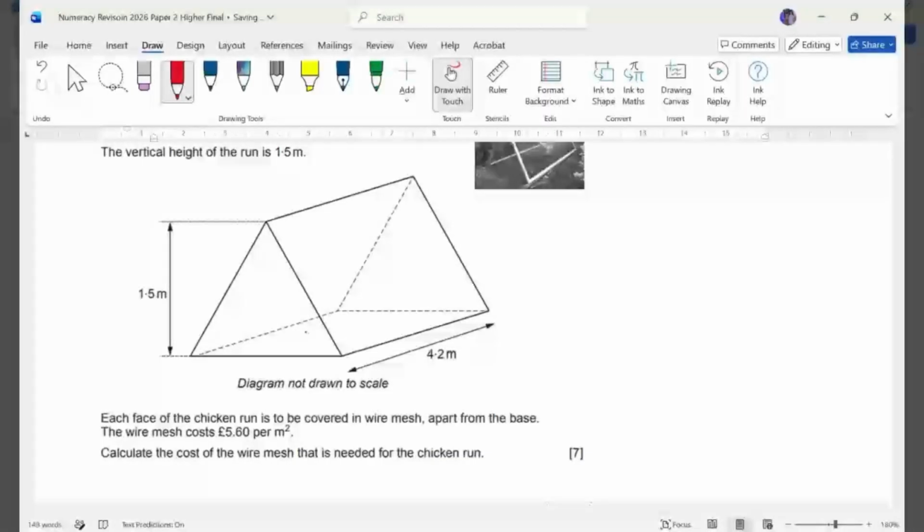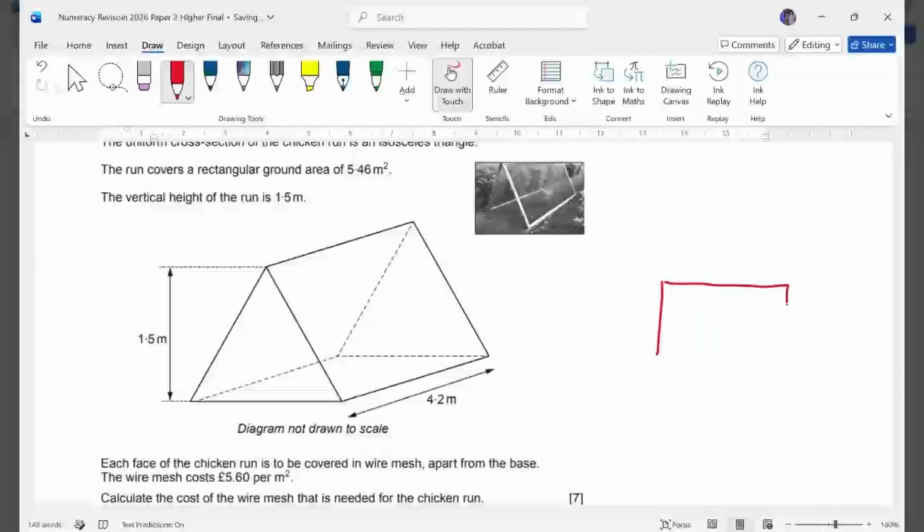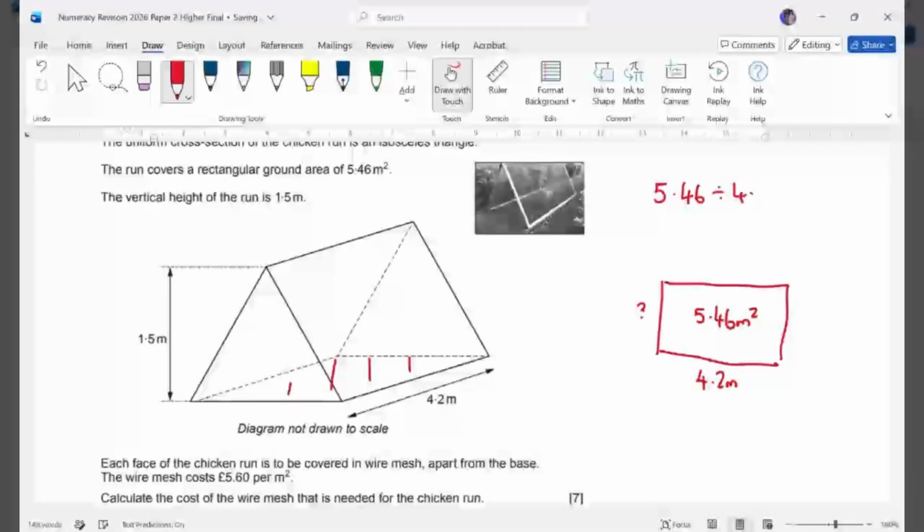We are told that the rectangle at the bottom, I'm drawing my rectangle like that, that's the bottom surface here, has a length of 4.2 meters, but an area of 5.46 meters squared. That should allow me to divide those. 5.46 divided by 4.2, that is 1.3.